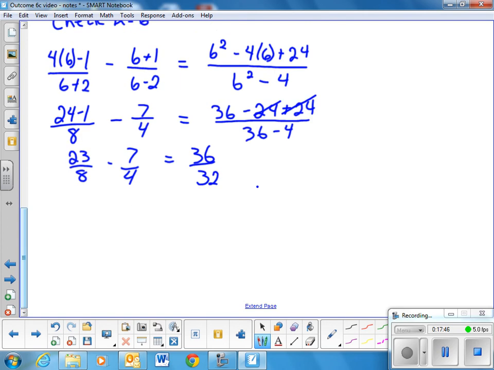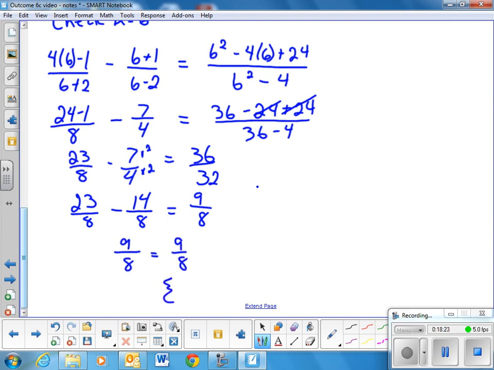So I want to show that those two actually equal. Finding a common denominator, I would have to multiply this term by 2. So I'd have 23 over 8 minus 14 over 8. And I want to see that this is 36 over 32. 36 over 32 are both divisible by 4, so we end up with 9 over 8. 23 take away 14 is indeed 9 over 8. And so that solution works.